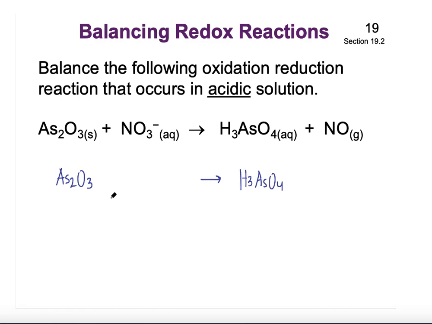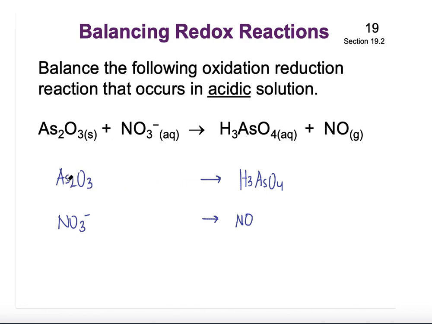All right, the other half reaction is taking that nitrate, NO3 minus, and that one is going to go to NO. All right, so that was the first step. The second step is that we're going to be balancing the atoms that are not oxygen or hydrogen. So that means that in this case, we're going to be balancing the arsenics.